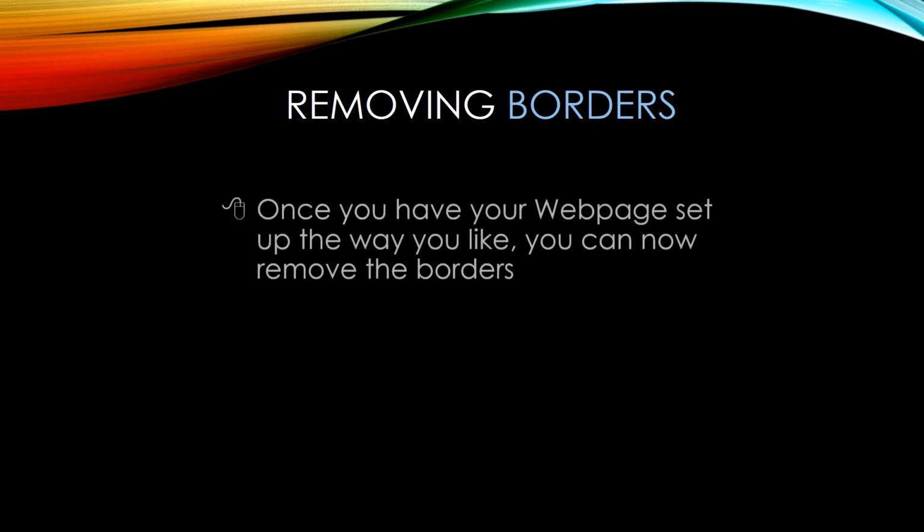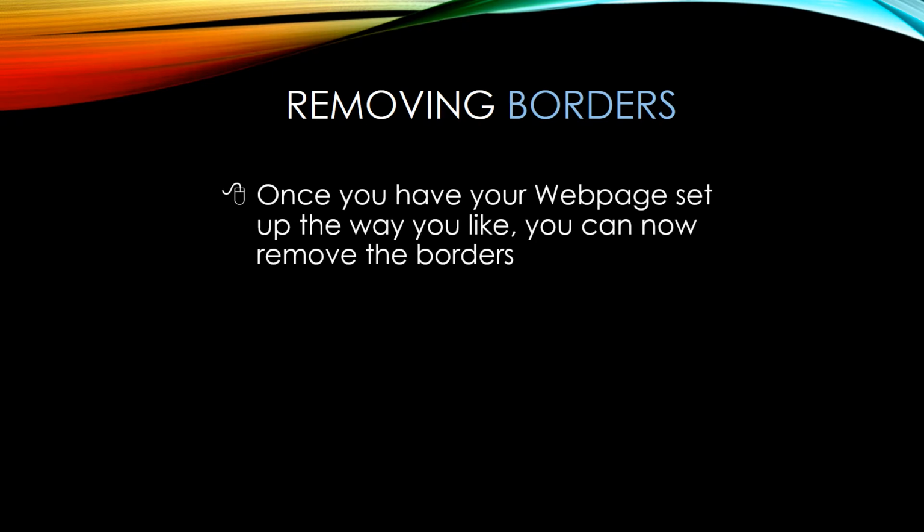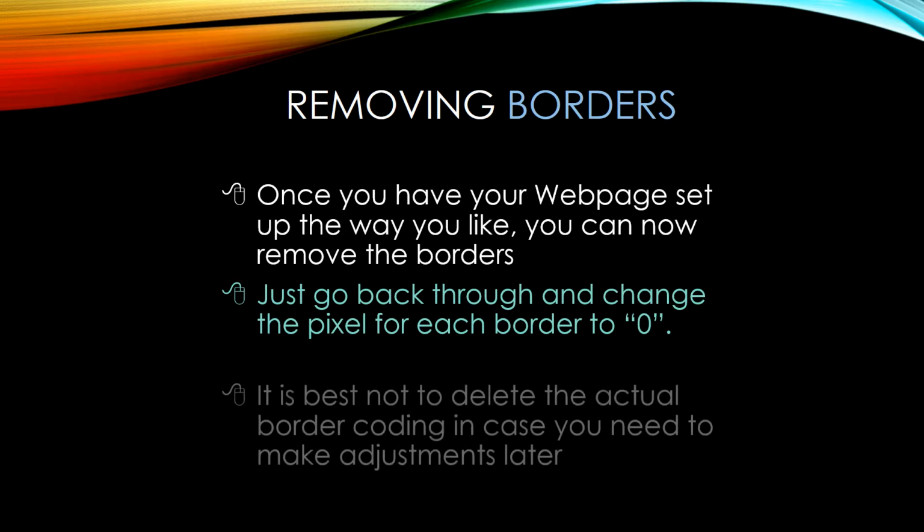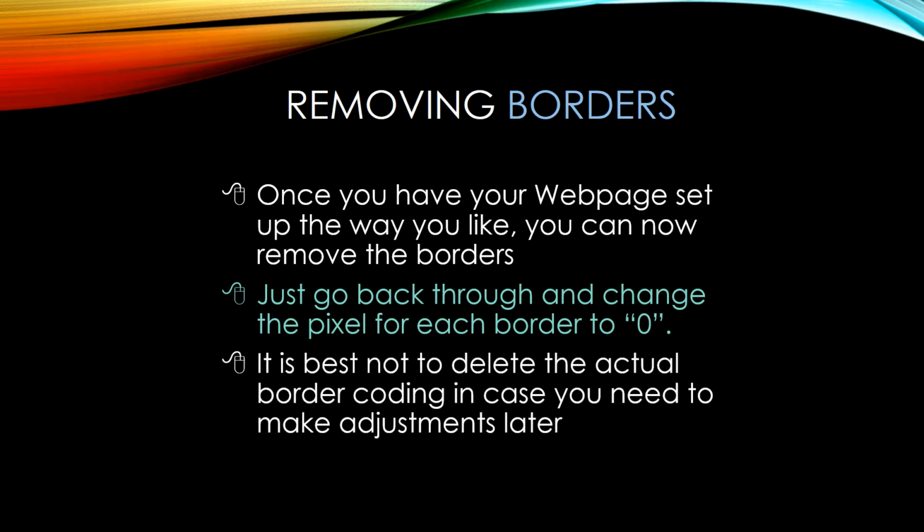Removing borders. Once you have your web page set the way you want it to look, you can now remove the borders if you want to get rid of them. Just go back through and change the pixels for each border to 0 for those where you don't want a border. It is best not to delete the actual border coding in case you need to make adjustments later. Then you would have to rewrite the coding all over again. It's a lot easier just to keep it at 0.